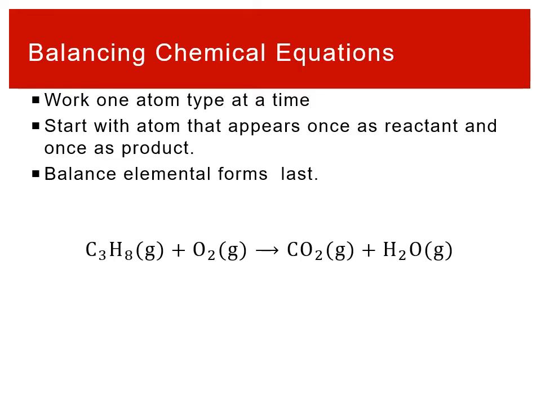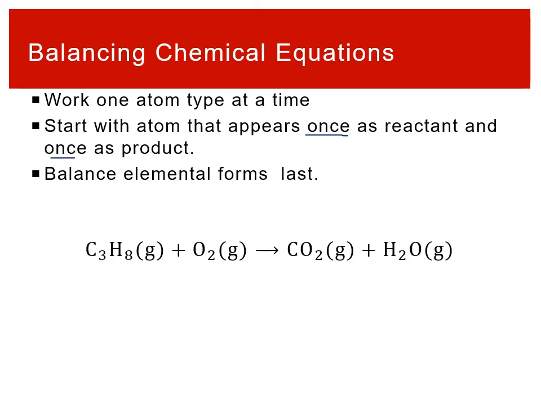But for now, we want to use an approach where we work 1 atom type at a time. That is always going to be the best idea. So if we look at our sample equation, we have C, H, and O as our atom types. We want to go 1 at a time. And there is a better order that we approach those. First thing we want to do is start with an atom that appears once as a reactant and once as a product.